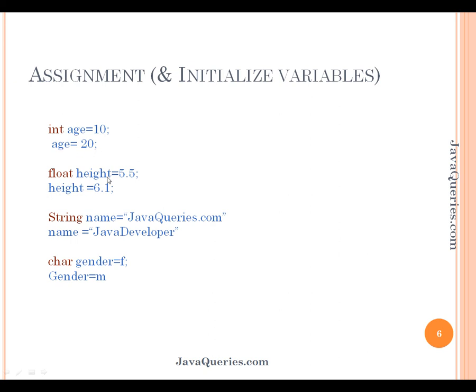Similarly, float height is equal to 5.5, and height is changed to 6.1 in the next statement. String name is javaqueries.com, and name is equal to Java developer, so the name is changed. At initialization time we assigned javaqueries.com; later we change it to Java developer. Similarly, gender is equal to F. I just missed here: normally it is in single quotes. We need to have single quotes. Next we are changing gender equal to M.